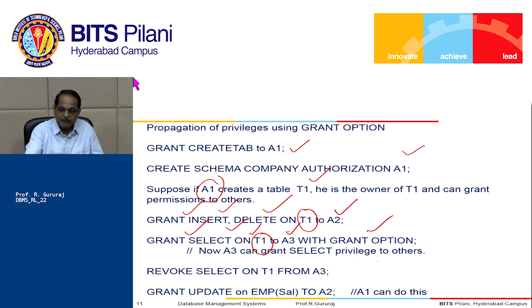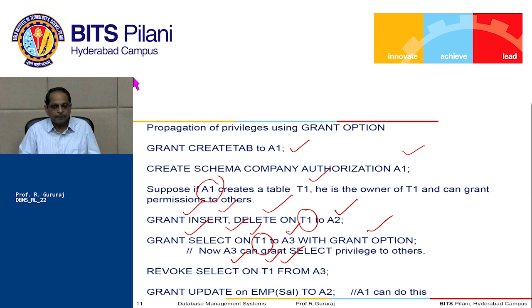Now, as and when required, A1, who is the owner of the table T1, since he has granted privileges to A3 with grant option, can revoke that privilege. Revoke select on T1 from A3. So from then onwards A3 cannot perform the select operation, and at the same time the privileges that have been propagated to other users through A3 will also be revoked.